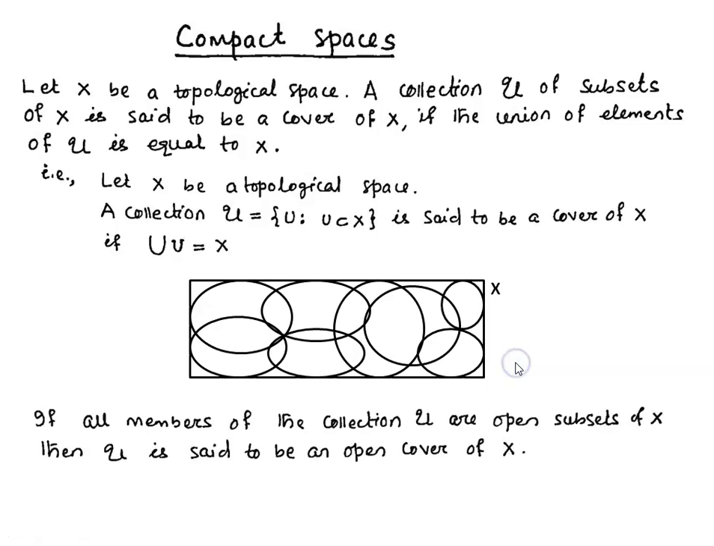If all members of the collection U are open subsets of X, then the collection is said to be an open cover of X. If all members of this collection are open sets, then only we say that this cover is an open cover of X.